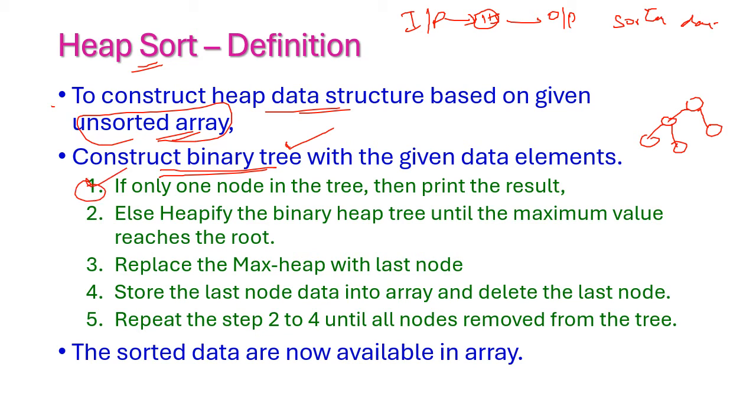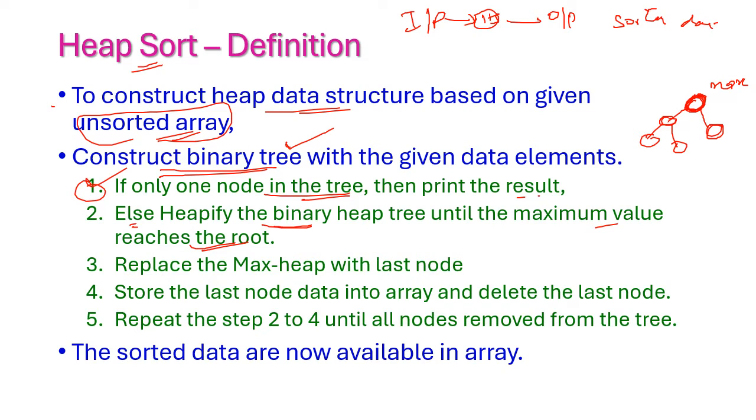Step 1: if there is only one node in the tree, then print the result. If there is only a single node, then no need to do anything else, so we can directly print the result. Else, heapify the binary tree. Heapify means the maximum value should reach the root. That means the parent node value should always be greater than the child node. Accordingly we need to heapify so that the maximum value will reach the root node. So this is called a max heap.